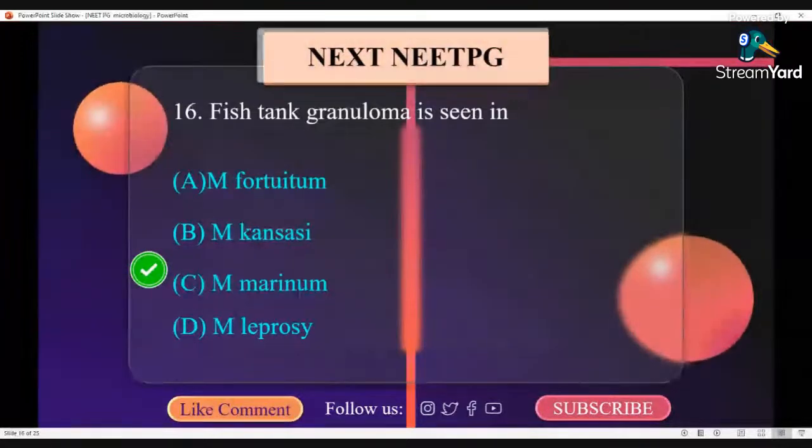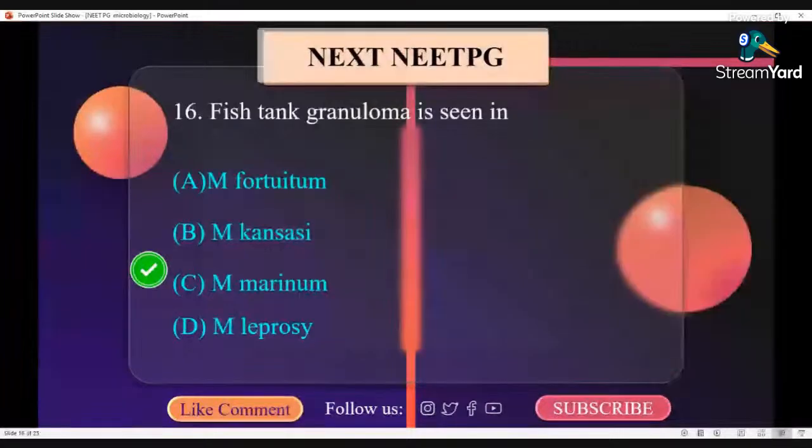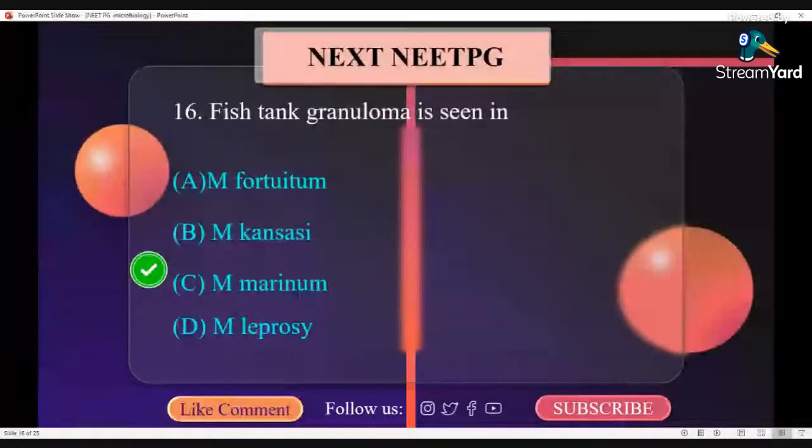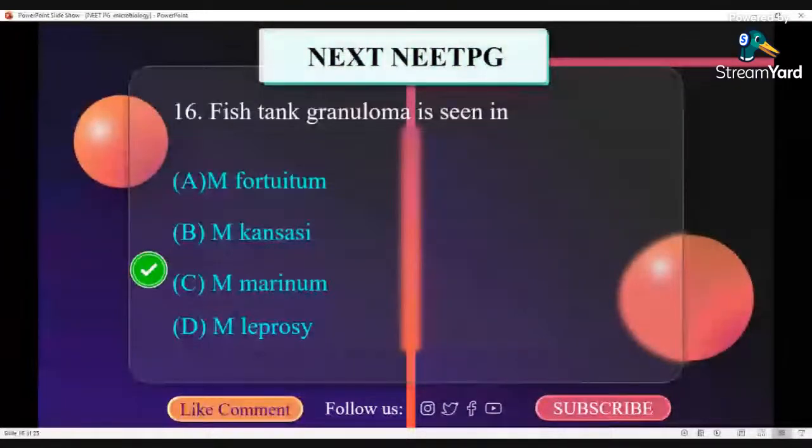Aquarium granuloma, also known as fish tank granuloma or swimming pool granuloma, is a rare skin condition caused by a non-tubercular mycobacterium known as Mycobacterium marinum. Skin infections with M. marinum in humans are relatively uncommon and are usually acquired from contact with a contaminated swimming pool, aquarium, or infected fish.